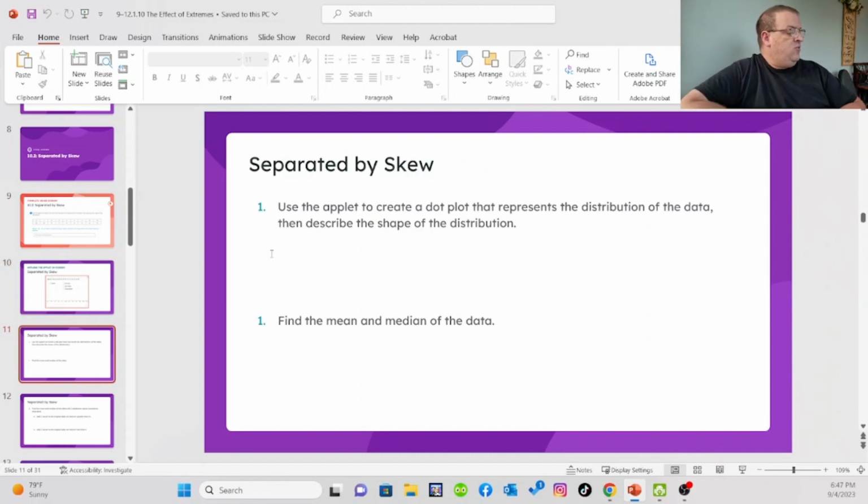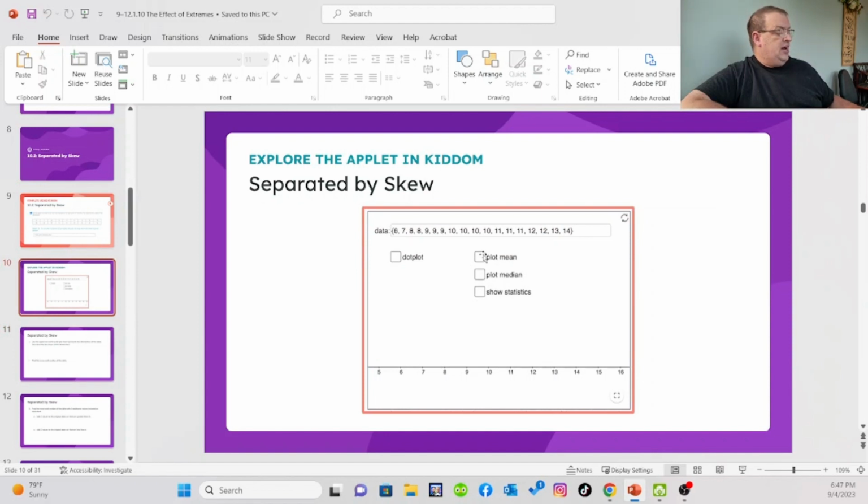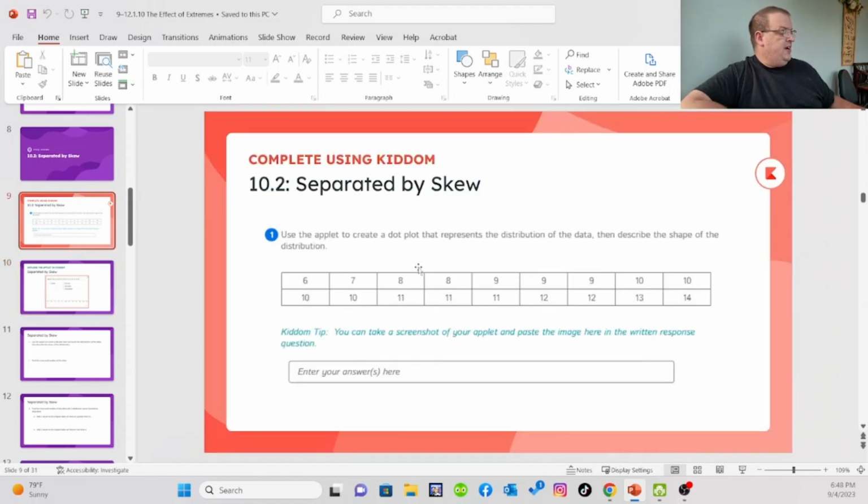So the first thing they want you to do is use the applet to create a dot plot that represents the distribution of the data, then describe the shape of the distribution. Then they want you to find the mean and the median of the data. So again, if you're using the applet, you can have it plot the mean and the median and then show you what they are. So you can just type the data right into there. And that would be these numbers right here that are given to you in the workbook or online.